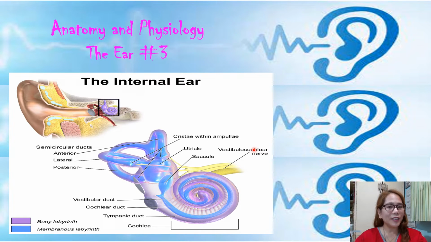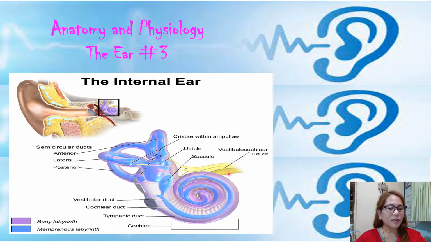Now let's proceed to the internal ear. This image shows the three main parts of the inner ear. We have here the cochlea. The cochlea is the auditory area of the inner ear that changes the sound waves into nerve signals. The semicircular canals, or the semicircular ducts, have an anterior part, lateral part, and posterior part. The semicircular canals sense balance and posture to assist in equilibrium.